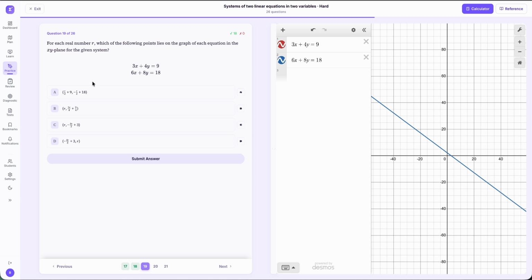It literally tells us that one of these points lies on the graph. That means when I enter one of these points, we're going to see a dot on the graph, because you can plot points. You see, I can plot a point like that, but we're going to plot these answer choices. So the first one is r over 2 plus 9, comma, negative r over 2 plus 18. Okay, and now it's not going to draw anything because it doesn't know what r is. So I'm going to give it a value for r. And sometimes you need to do this for hard problems.